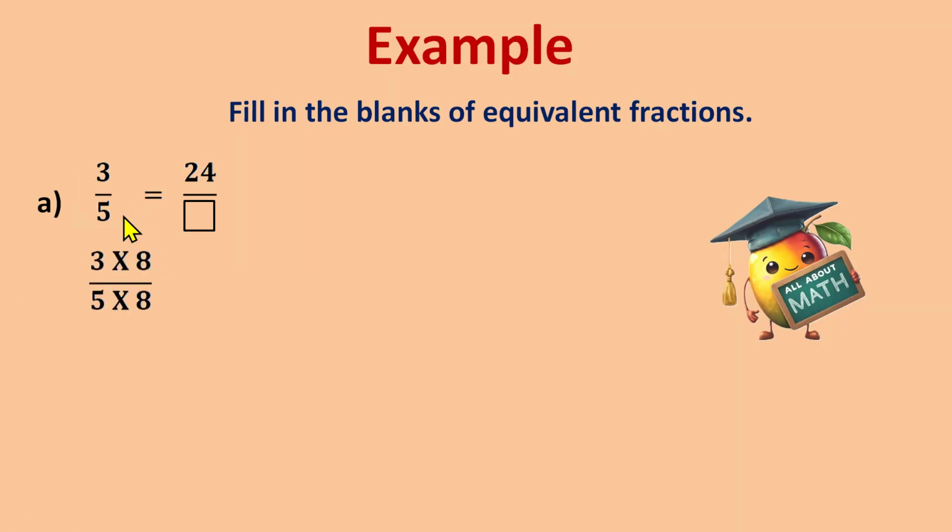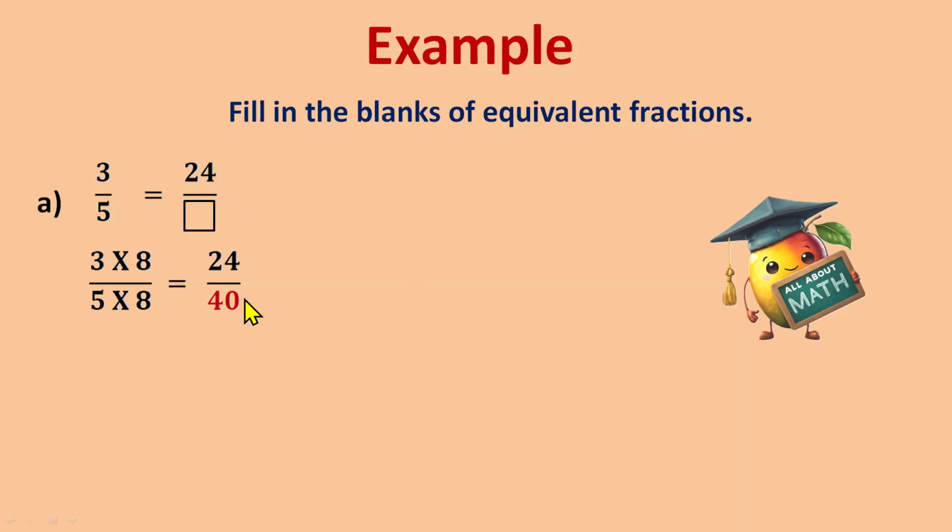Same number will be multiplied with the denominator. So 5 8s are 40. So this blank will be 40 here. So very easy. The two numerators were given to you, so you can find out with which number it should be multiplied to get the other number. So same number will be multiplied with the denominator and you'll get the answer in the blank, that is 40.